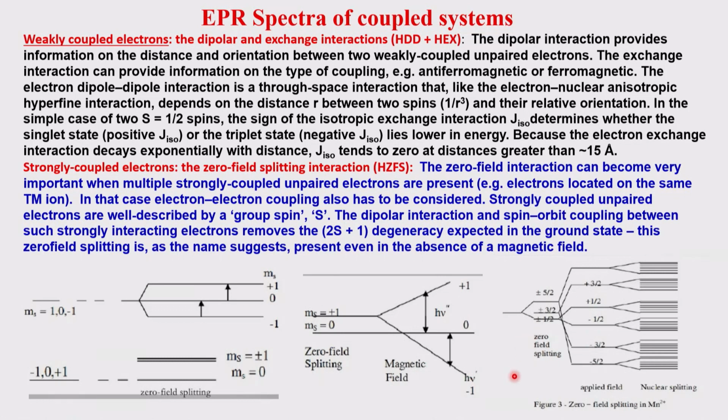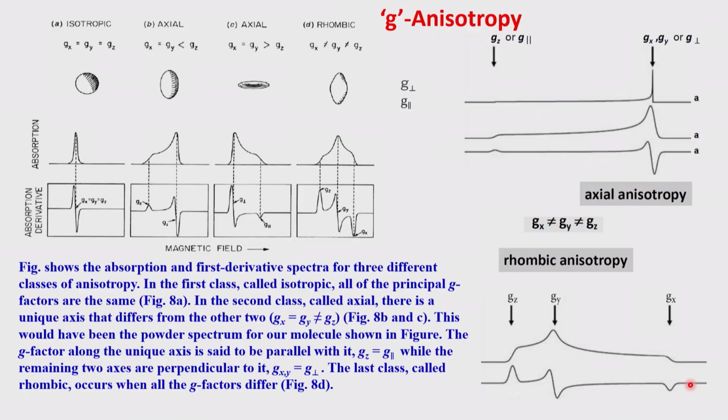Similarly, for 5/2, we will have plus or minus half, plus or minus 3/2, plus or minus 5/2. This, in the absence of a magnetic field, is known as zero field splitting. So strongly coupled electron systems will partly have this non-degeneracy even without any magnetic field, and under an applied magnetic field they will all split further: plus 3/2, minus 3/2, as well as plus half, minus half, plus 5/2. So you will get all those corresponding lines, and therefore a quite different signature.